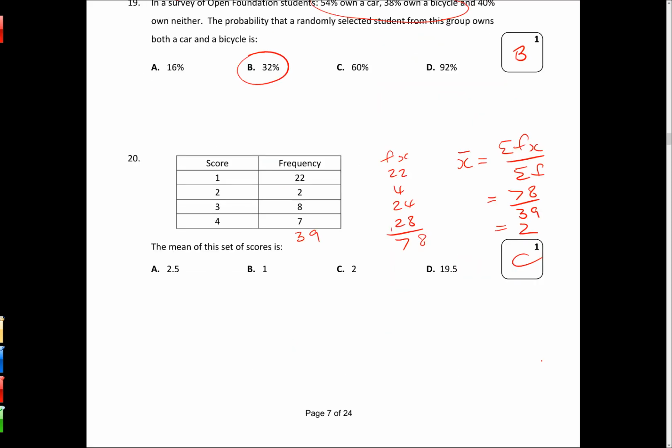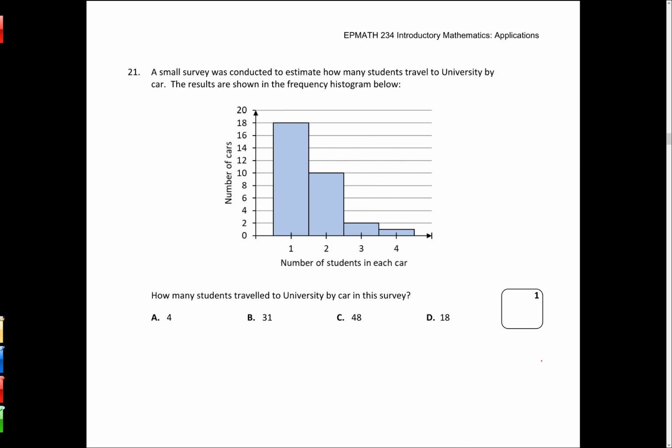Page down. A small survey was conducted to estimate how many students travel to uni by car. Results are shown below. So let's just make sure we understand the results. The results are saying the number of students in each car. There were 18 cars with only 1 person in it. There were 10 cars with 2 people in it. Not clowns. There are 2 cars with 3 in it, and there was 1 car with 4 in it.